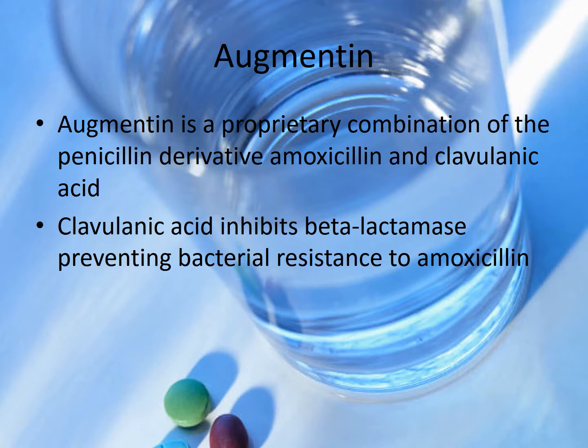As mentioned in the previous slide, penicillin can be combined with another antibiotic in order to inhibit the bacterial resistance that occurs with penicillin alone. That's where Augmentin would come in. Augmentin is a proprietary combination of the penicillin derivative amoxicillin and clavulanic acid. The clavulanic acid is the portion that actually inhibits the beta-lactamase that is excreted by the bacteria, which actually prevents the bacterial resistance to the amoxicillin.